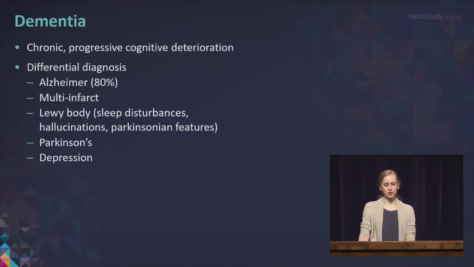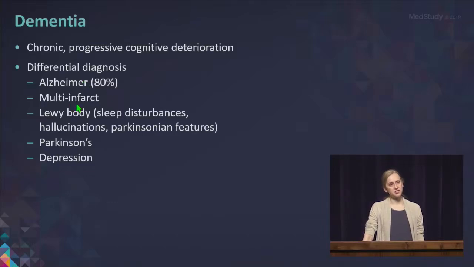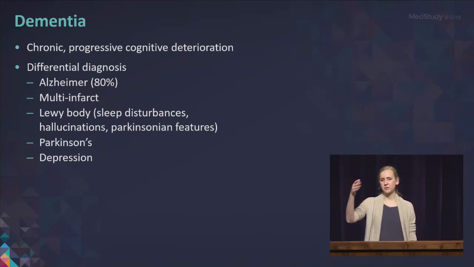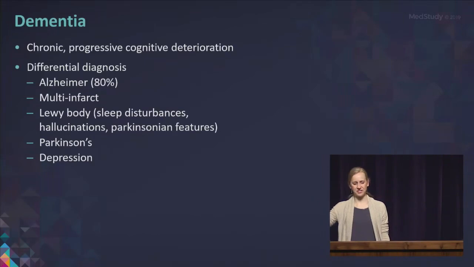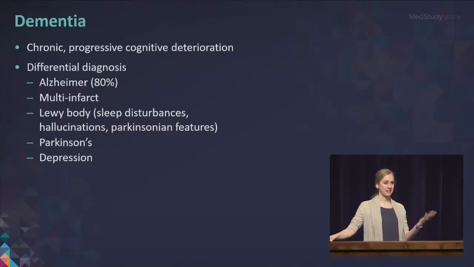So dementia is a chronic and progressive cognitive disease. Alzheimer's is the most common by far. It causes 80% of dementia. You can also have multi-infarct dementia, which is usually characterized by this stepwise pattern, right? Where they say, my loved one was just fine, and then one day they were much more confused, and then they were fine for months, and then they got much worse, and it just keeps going down like that. That one will also have an abnormality in the MRI, right?